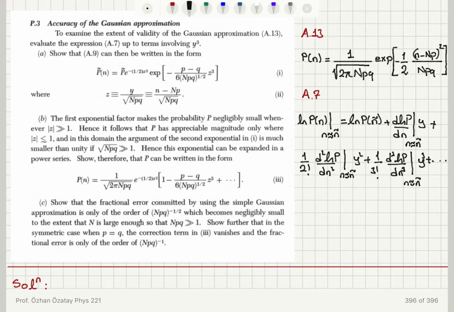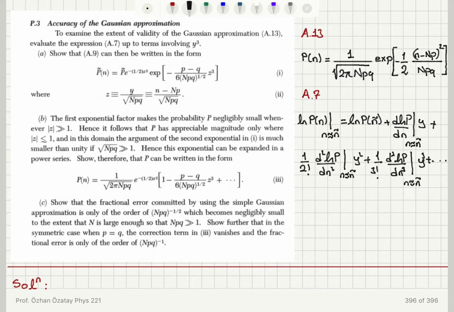The first exponential factor makes the probability p negligibly small whenever the absolute value of z is much greater than 1. Hence, it follows that p has appreciable magnitude only where the magnitude of z is less than or comparable to 1, and in this domain the argument of the second exponential in I is much smaller than unity if square root of Npq is much greater than 1. Hence, this exponential can be expanded in a power series. Show therefore that p can be written in the form III.